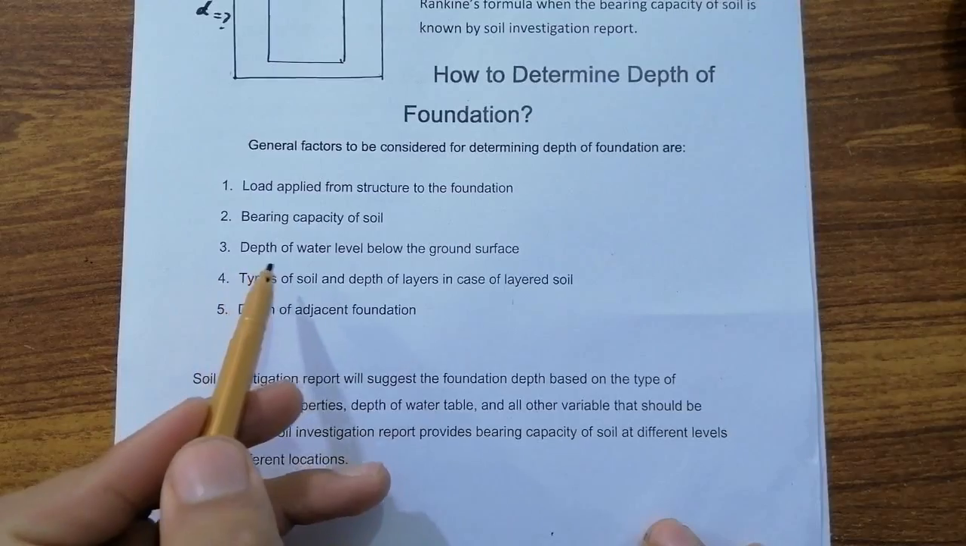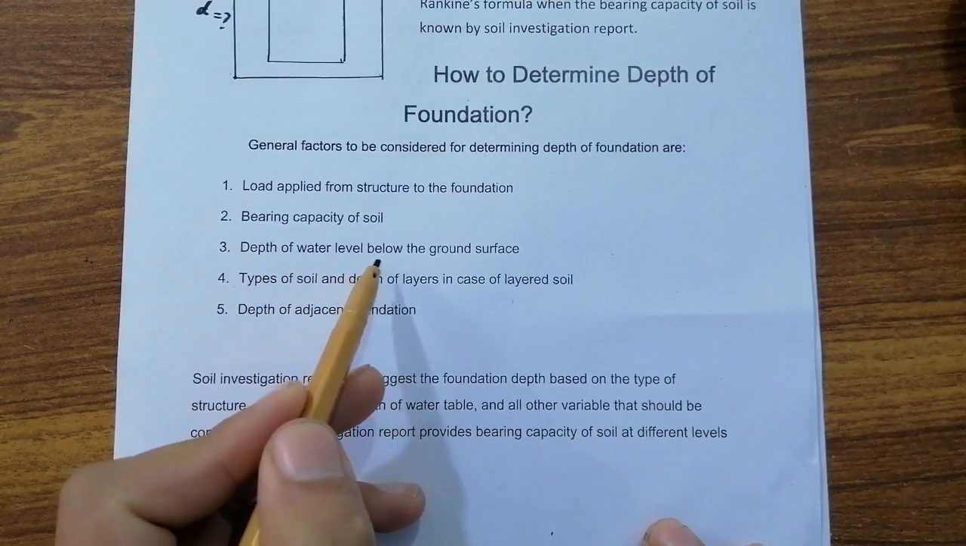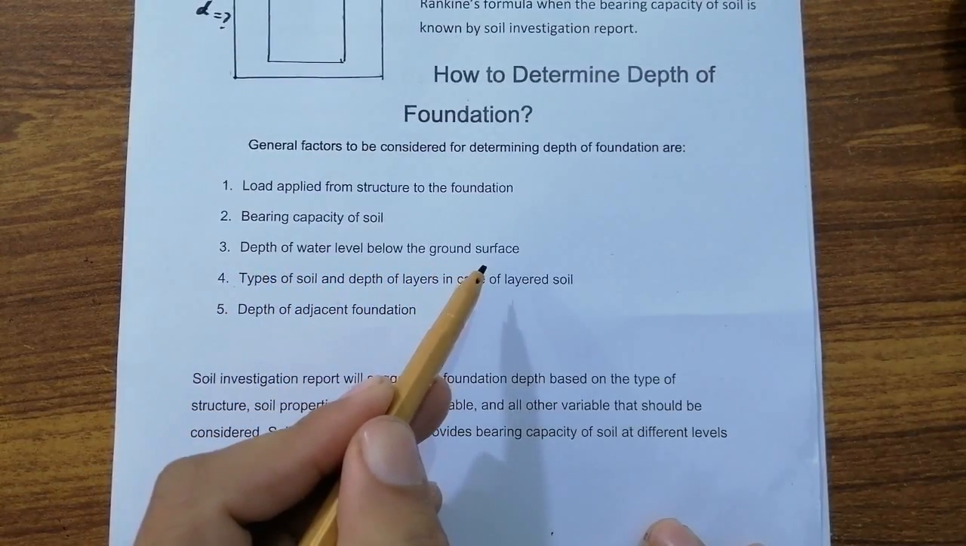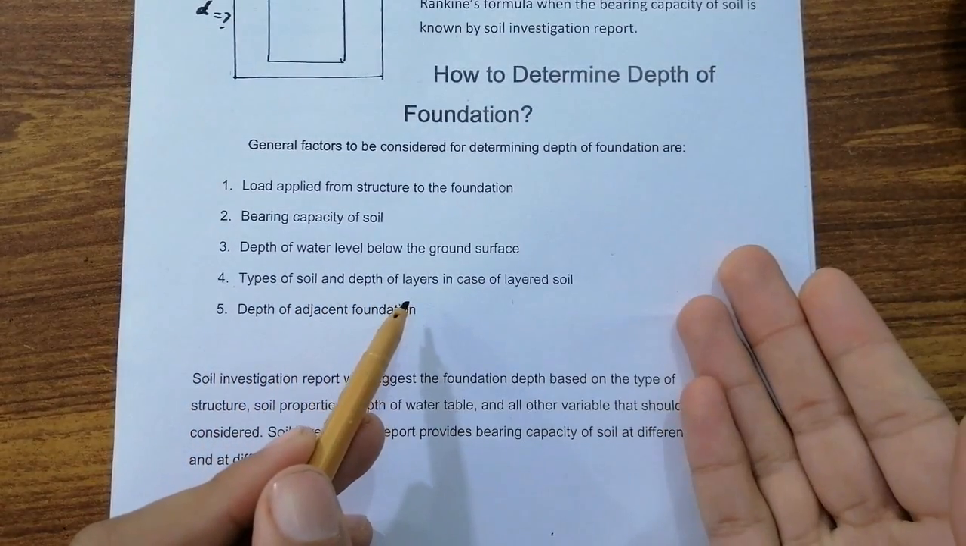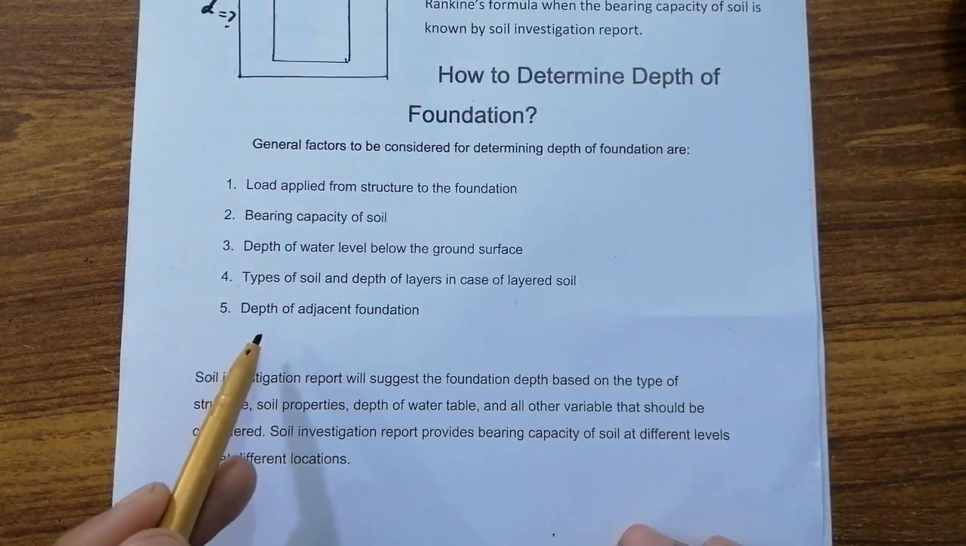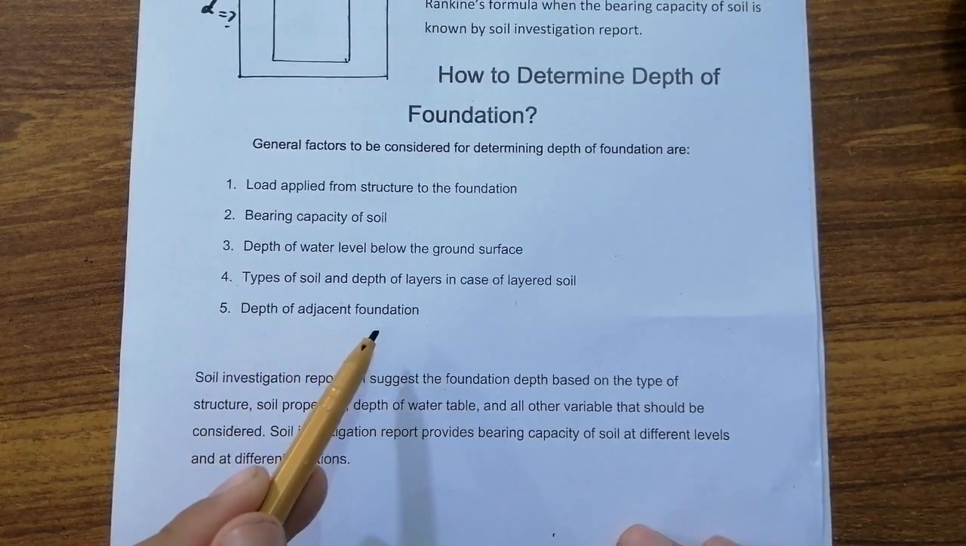So the third one, depth of water level below the ground surface. Okay, this is the other factor. Types of soil and depth of layer in the case of layered soil. Okay, and the last one, depth of adjacent foundation.